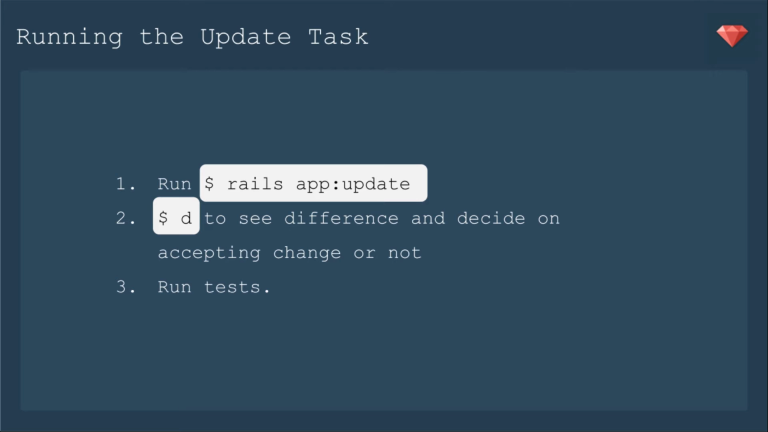Now that we're running Rails 5, we can run an update task that helps bring in new configurations to our files. You can run rails app:update, and they added this in Rails 4.2. I highly recommend during the process using the D command to see the differences and decide on accepting the changes or not. And of course, after this step, we're going to run our tests.